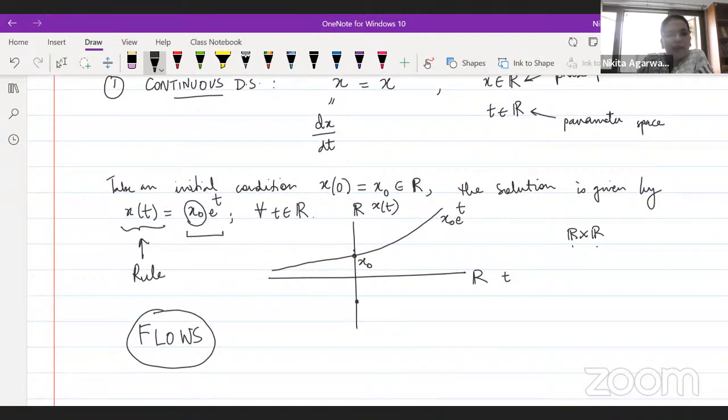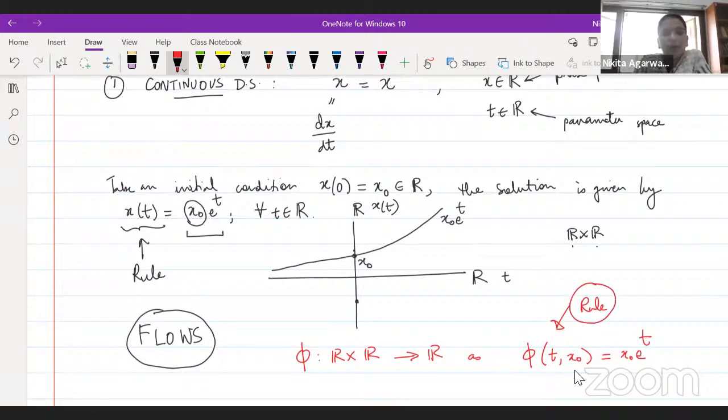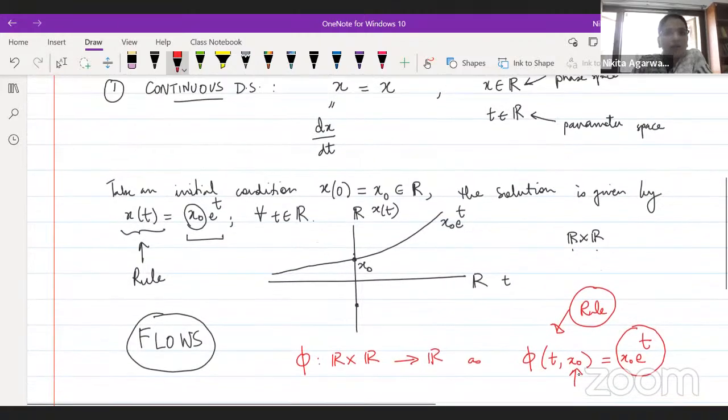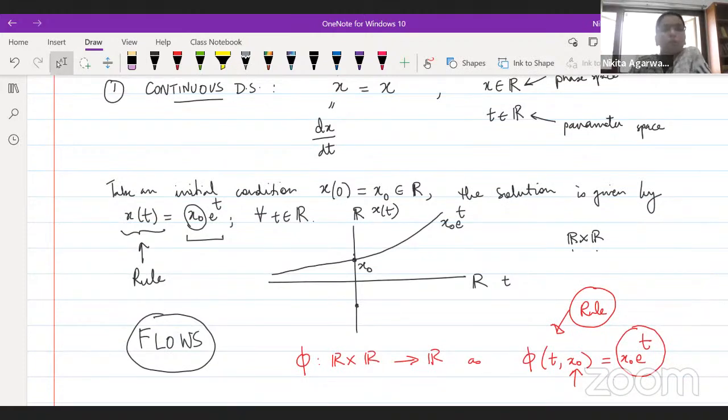So I would like to write it as follows. You take a map phi from R cross R to R as phi t comma x naught equal to x naught e to the t. And this is precisely my rule. And how do I read it? I read it as follows, that if I start at t equal to 0 at the point x naught, then after time t, or when the parameter value is t, I am at this point in R. Okay, so this is my rule. So R, which is the phase space, R, which is the parameter space, along with this phi gives us a dynamical system. And it gives us a precise way of describing how the motion happens in the space. Okay, that's one way of looking at it.